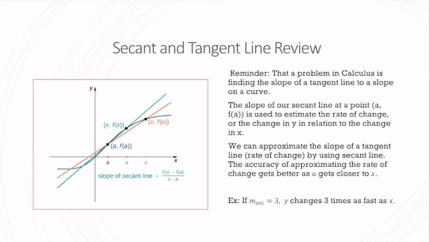So the slope of our secant line at point A, f of A, is the rate of change in y in relation to the change in x. And we can approximate the slope of a tangent line by using this secant line right here. So for example, if m_sec equals 3, y changes 3 times as fast as x.